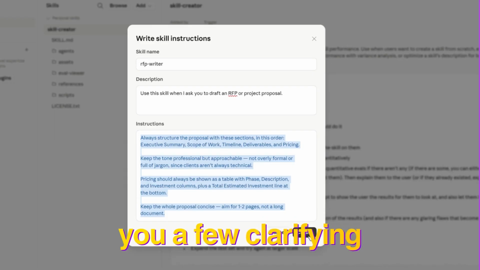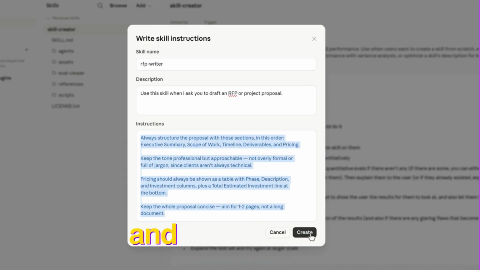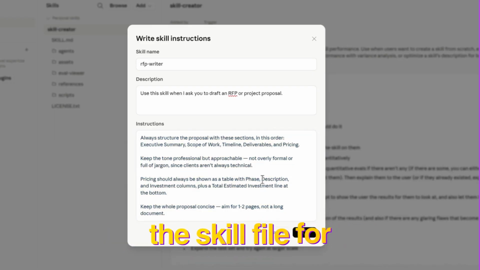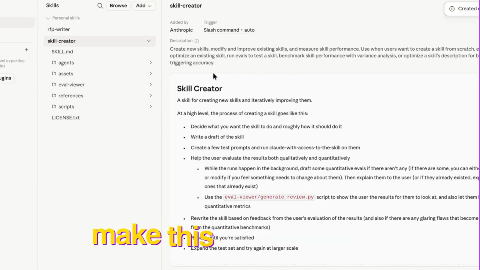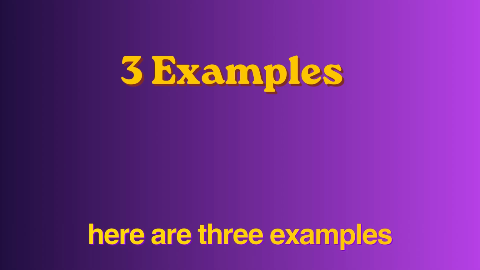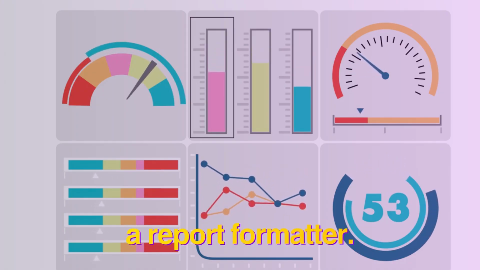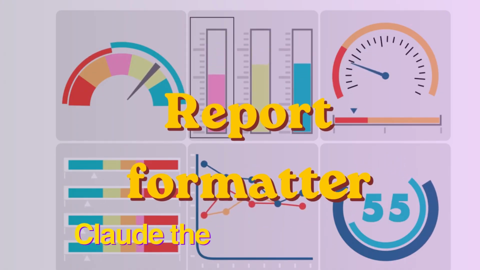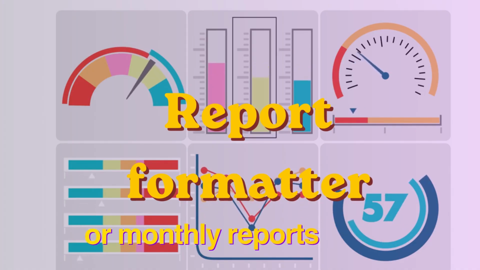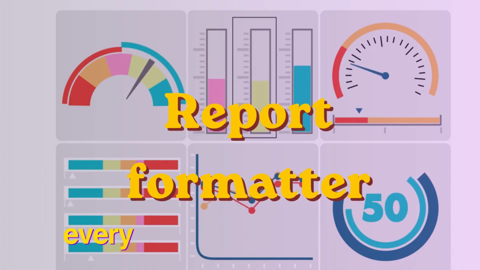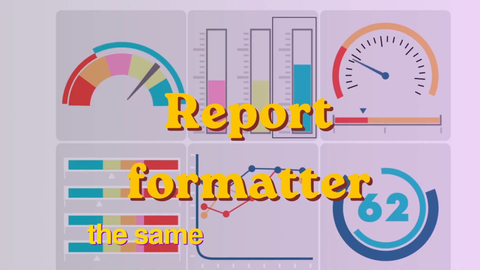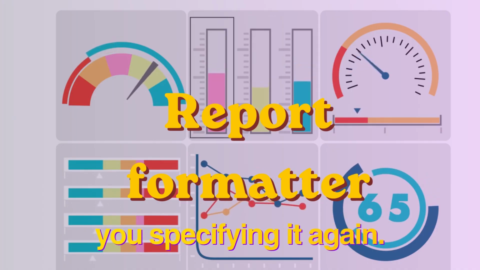Claude will ask you a few clarifying questions about your process and then it will build the skill file for you automatically. To make this less abstract, here are three examples of what a skill can actually do for you. 1. A report formatter. You can teach Claude the exact structure your weekly or monthly reports need, and from then on, every report request follows the same format without you specifying it again.